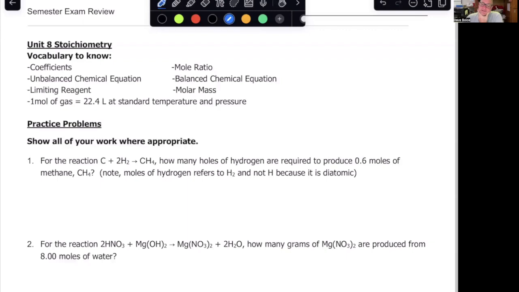This is probably the longest individual unit. This is stoichiometry. It's been a while since we've done it, and there's a lot going on with it, but a lot of things that we learned in this unit we continue to use. So hopefully this won't seem too foreign to you. All right, well, let's just go ahead and get started.